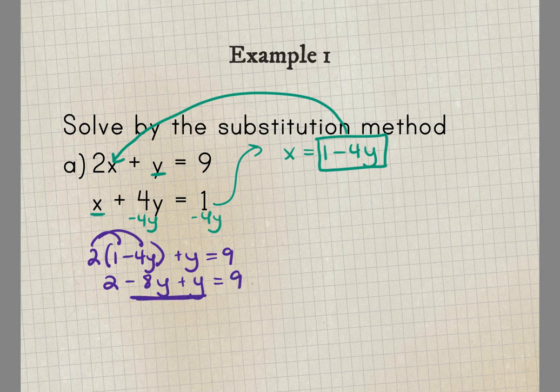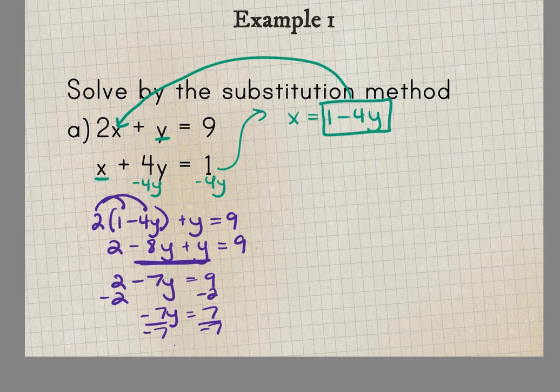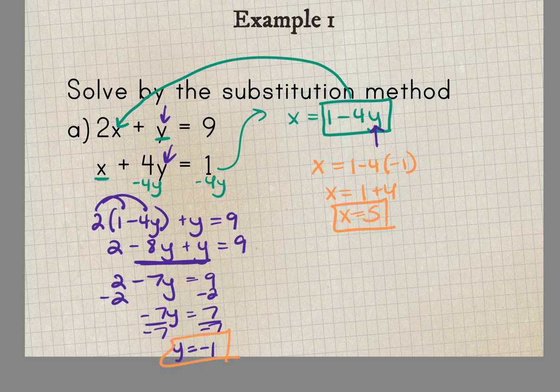Combine my like terms on the side. 2 minus 7y equals 9. And then subtract the 2. Negative 7y equals 7. Divide by negative 7. And y equals negative 1. Now, I want to solve for x. I could plug that y in here, I could plug it in here, but I could also plug it in here, and then I only have to work one side of the equation. So that's the easier option, and I'm going to do that. x equals 1 minus 4 times negative 1. x equals 1 plus 4, and x equals 5. So my x is 5, my y is negative 1, or my solution set is (5, negative 1).